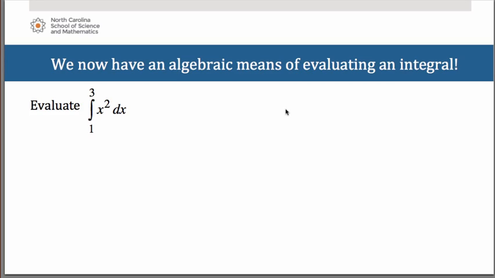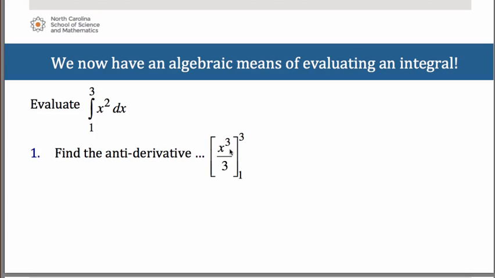I mentioned at the start that we will now have an algebraic means of evaluating a definite integral, and we're going to use the evaluation of the integral 1 to 3 of x squared dx as our example. The first thing you'll do is find your antiderivative, in this case the antiderivative of the integrand x squared, which yields 1/3 x cubed, and we're going to evaluate that from 1 to 3.